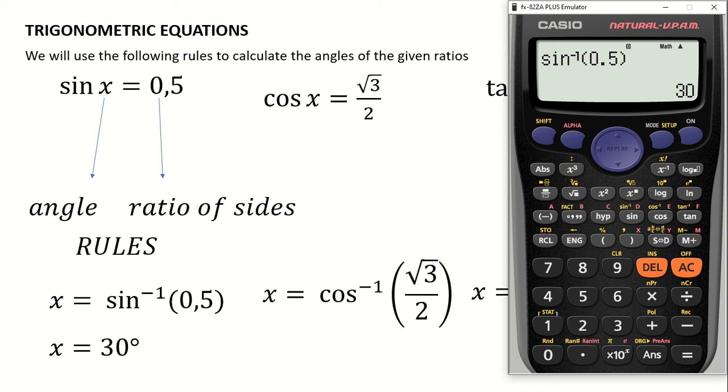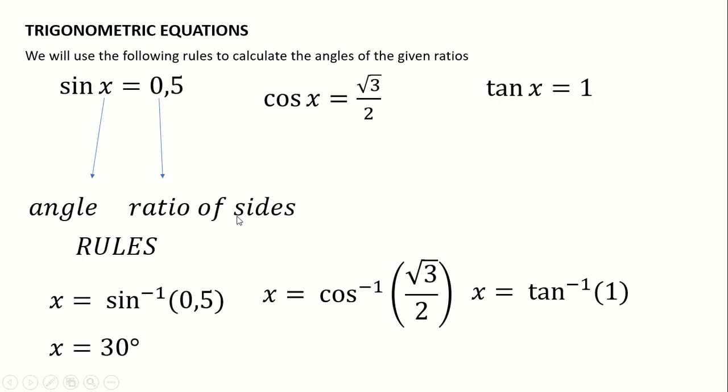Okay, let's do the second one. The second one is arc cos, so I'm going to have arc cos of square root of 3 divided by 2, close bracket and equal sign. It will be 30. So hence the solution for this one will just be 30. The last one is 45.